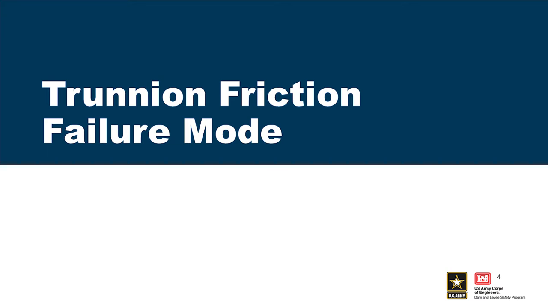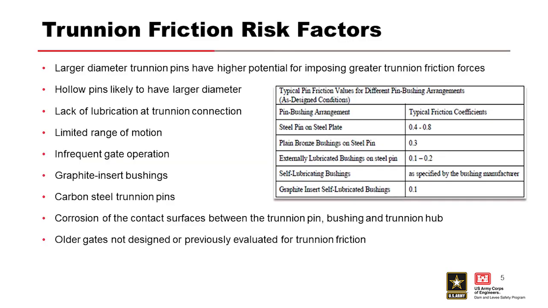So the trunnion friction failure mode that we're talking about here. Some of the risk factors: anything that increases the friction is going to be a risk factor. Some of these larger diameter trunnion pins have the tendency to increase the friction forces, and that's because you have a larger surface area on a larger diameter that can have more corrosion. You also have a larger moment arm when you have that friction and you have a larger diameter. These hollow pins that you'll see in some are likely to have a larger diameter.